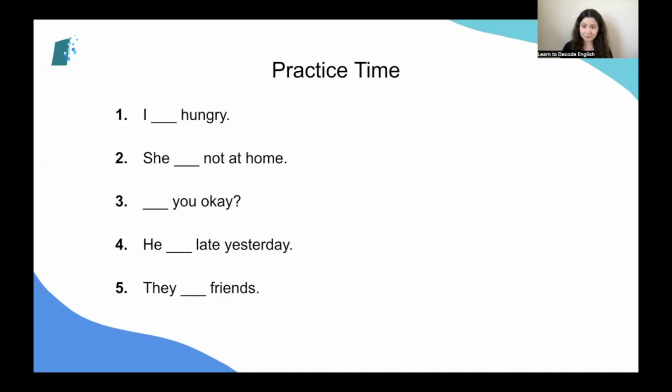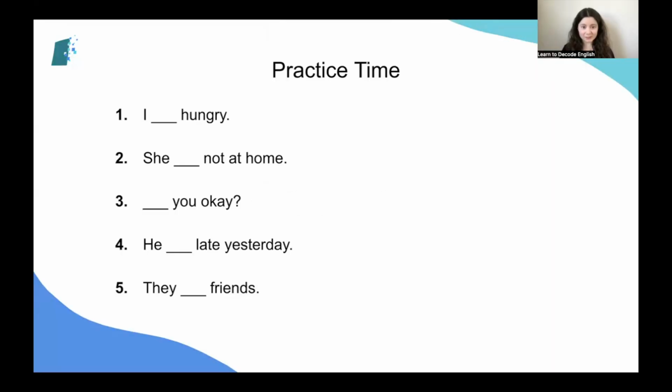Now let's practice. Fill in the blanks in each of these sentences. I, hungry. She, not at home. You, okay. He, late yesterday. They, friends. Try to find the correct form of the verb to be. If you need a minute to think about it, pause the video and restart when you're ready to check your answers.